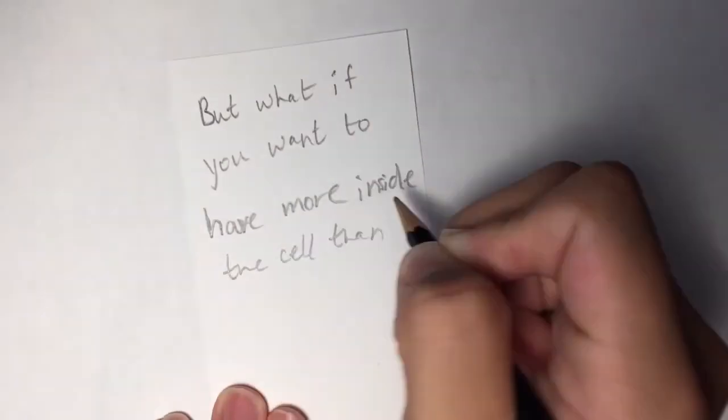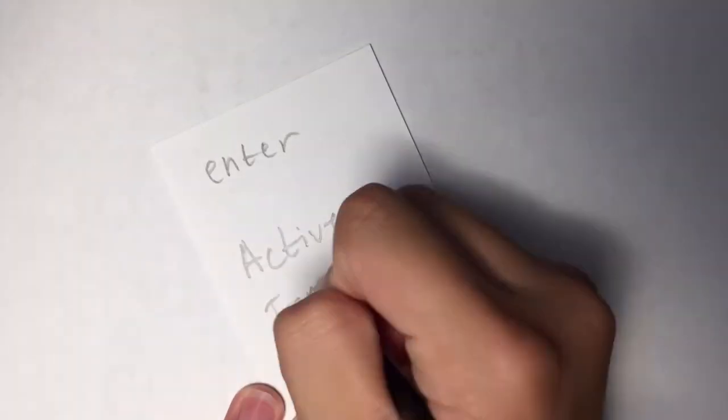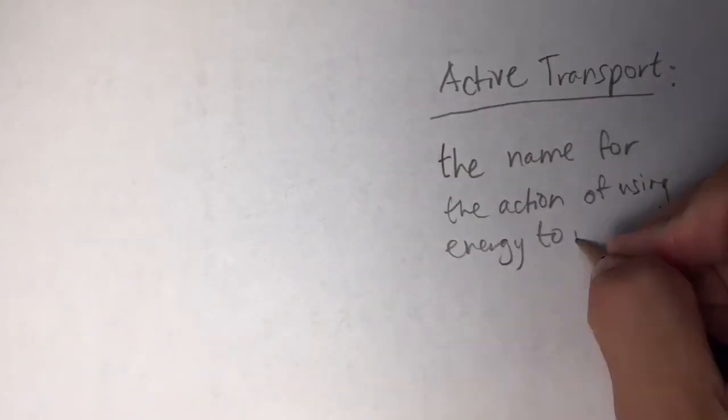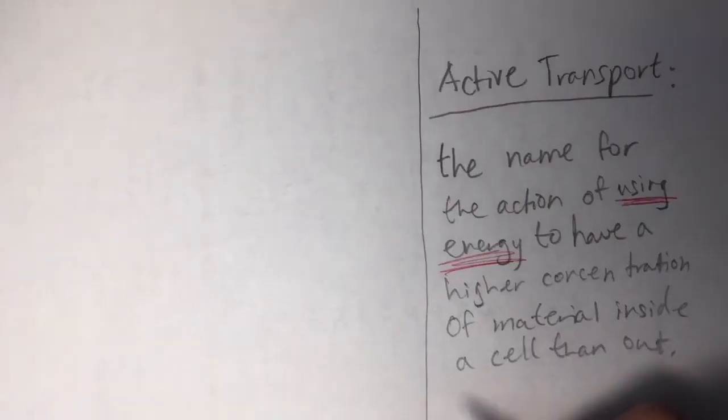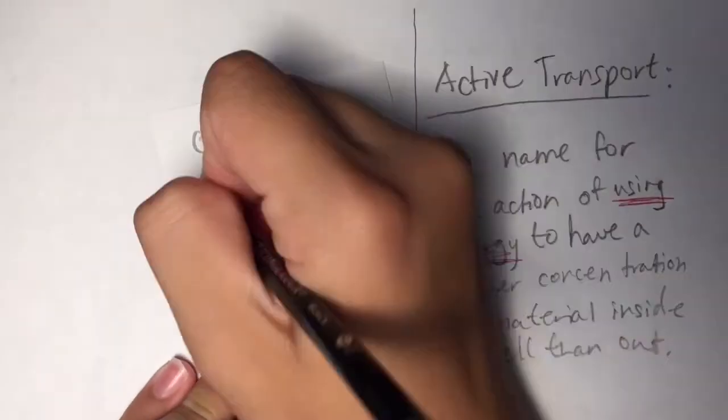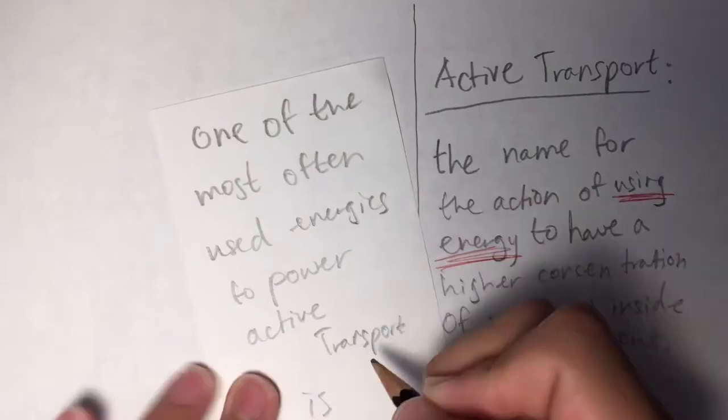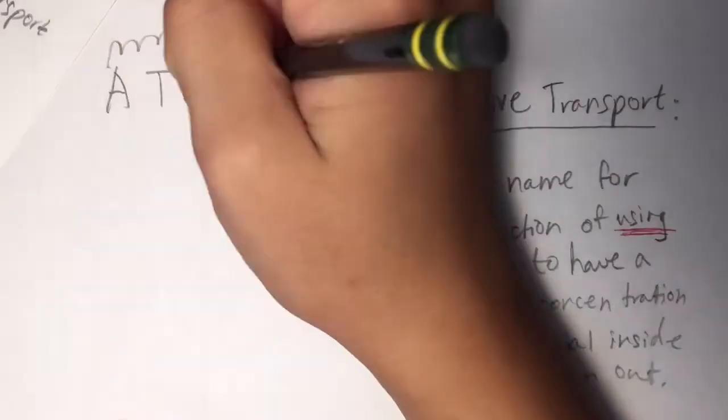But what if you want to move more inside the cell than outside? Enter active transport. Active transport is the name for the action of using energy to have higher concentration of material inside a cell than outside. Remember, you have to use energy for this. Now, one of the most often used energies to power active transport is ATP, and I'll draw a lightning bolt for fun.